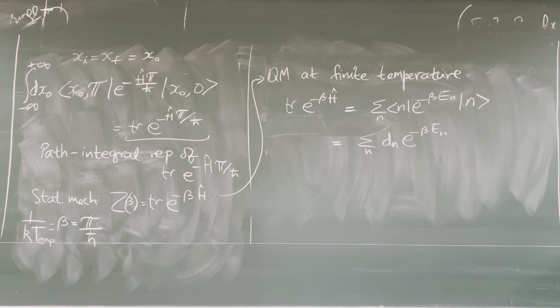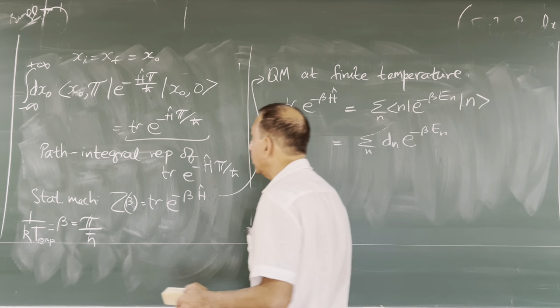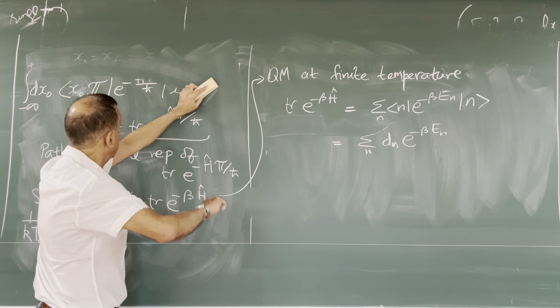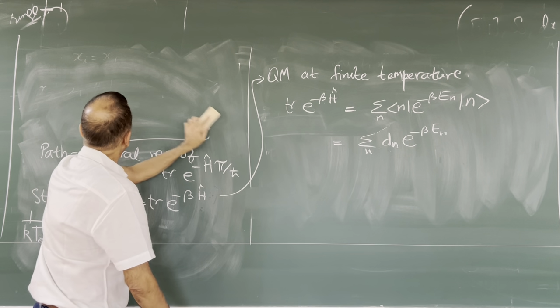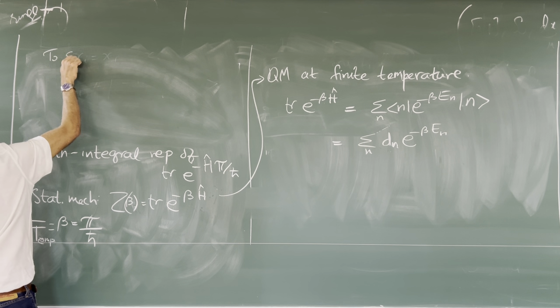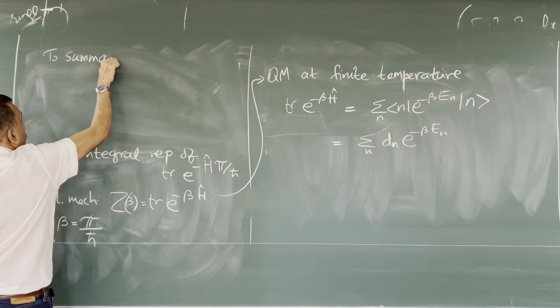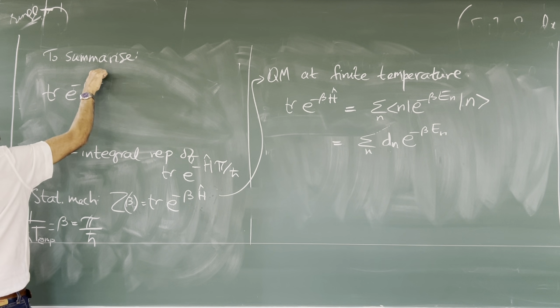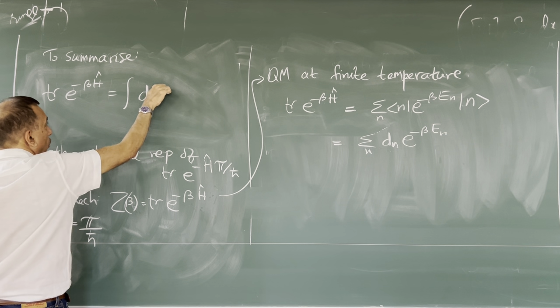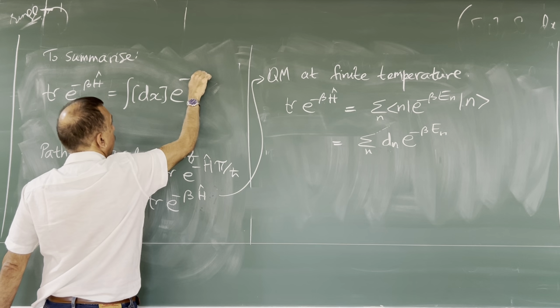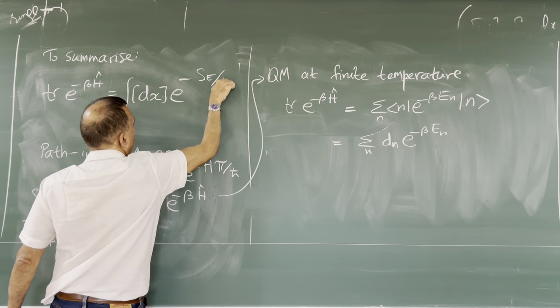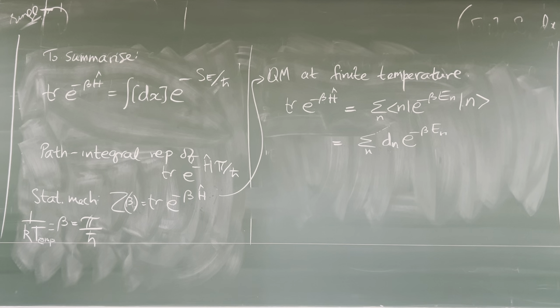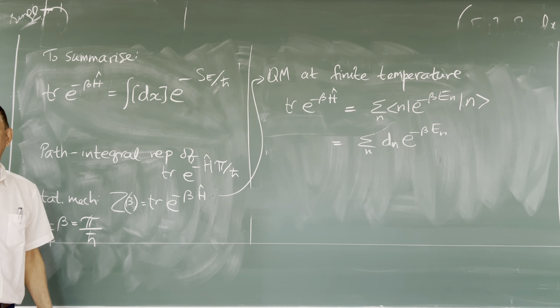So therefore, what's the path integral representation of the trace? To summarize what we learned from this, the trace of e to the minus beta h is equal to the path integral. This looks very boring. We seem to be writing the same formula over and over again. But the only thing is, in this measure, we have to say what paths we are integrating over.